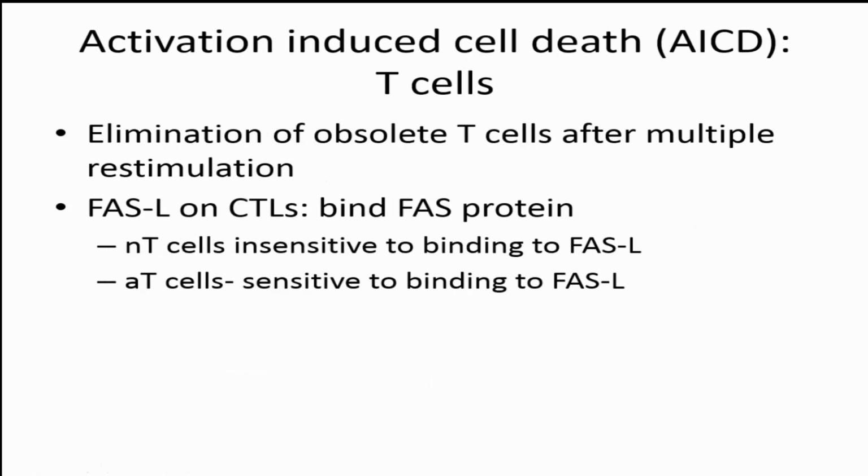All right, so what happens if there are cells in the periphery that are fighting and do get re-stimulated, and there are a lot of these T cells in the periphery? How do you eliminate that? That's done by something called activation-induced cell death. Once the T cells are obsolete and have done their job, after multiple times that they are reactivated, the FAS protein on the activated T cells binds to the FAS ligand on the CTLs, and that makes them undergo apoptosis. So how does that happen? Activated T cells are more sensitive to FAS ligand, but the naive T cells are not, and that's the reason the naive T cells don't bind to FAS ligand.